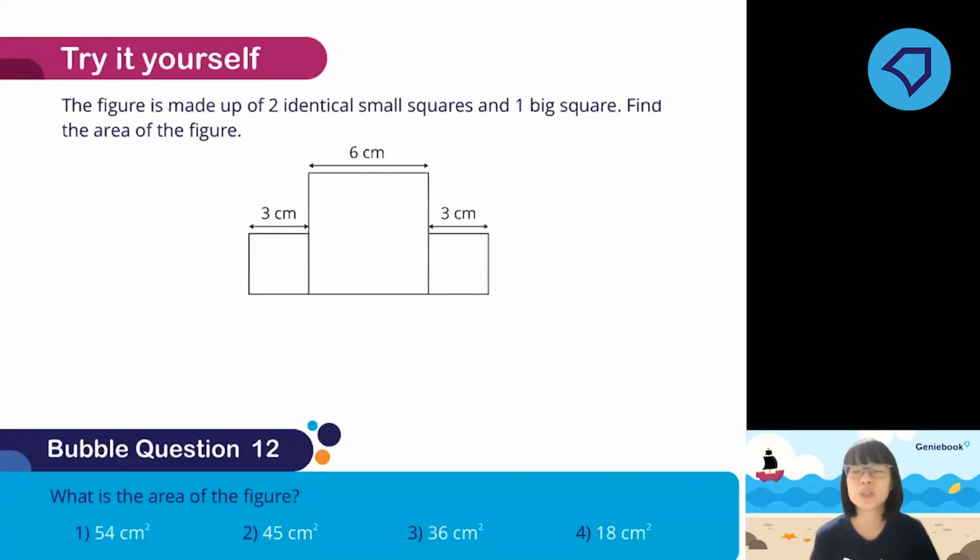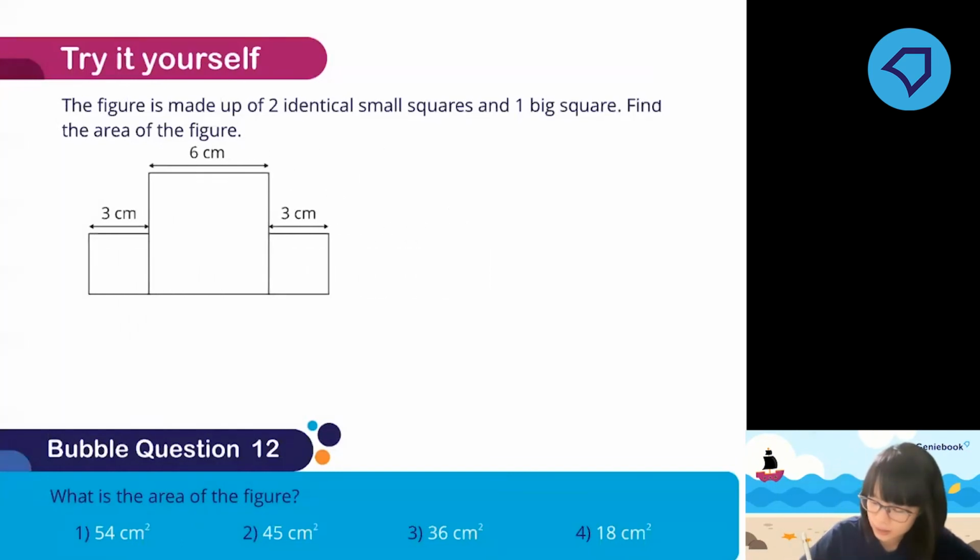The figure is made up of 2 identical small squares and 1 big square. Find the area of the figure. You have 1.5 minutes. Can I launch my option already, or should I give you a bit of time? 1.5 minutes, okay? All right. I'm launching in 3, 2, 1. This one is not too difficult in terms of your multiplication. So I think you can do your mental calculation over here.